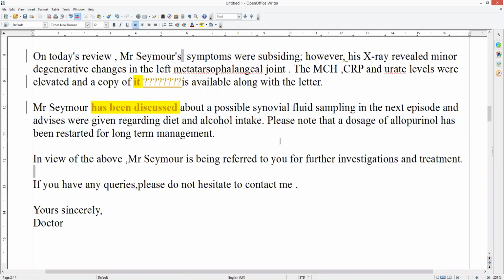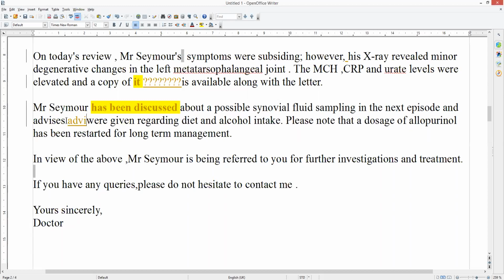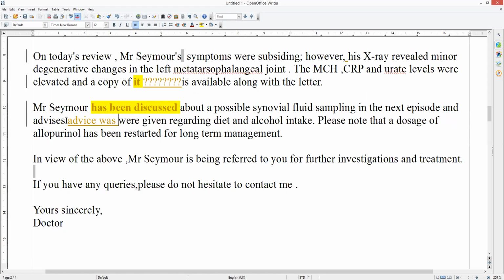It says something else. "Advices": advice is uncountable. Advise with an S is a verb. Advice with a C is a noun. So make sure you get that right. "Advice was given regarding diet and alcohol intake." "Regarding his diet and alcohol intake, please note has been restored to move."